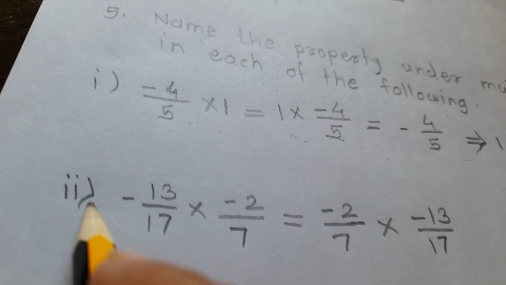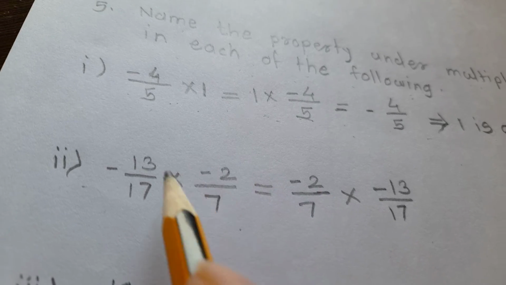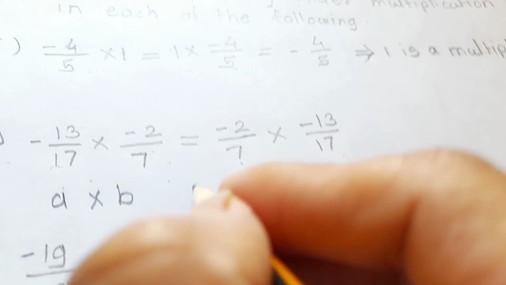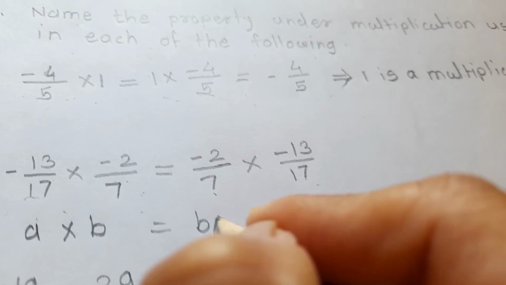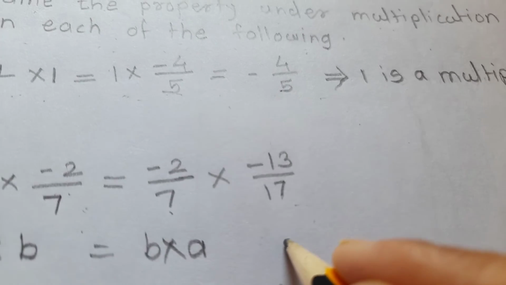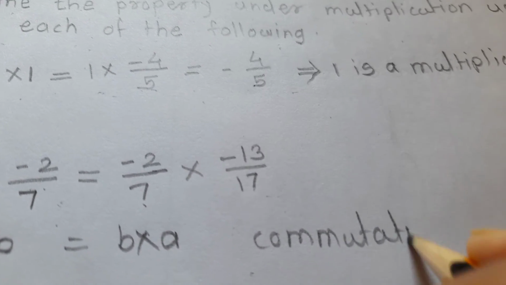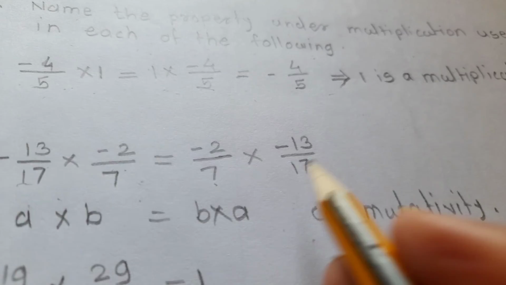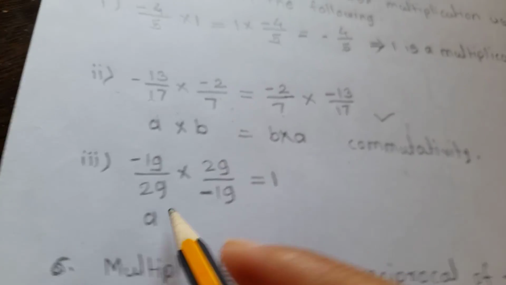Now question 2. Minus 13 upon 17 into minus 2 upon 7 is equal to minus 2 upon 7 into minus 13 upon 17. Here the property is A multiplied by B is equal to B multiplied by A. We know that this property is called commutativity. A into B is equal to B into A.